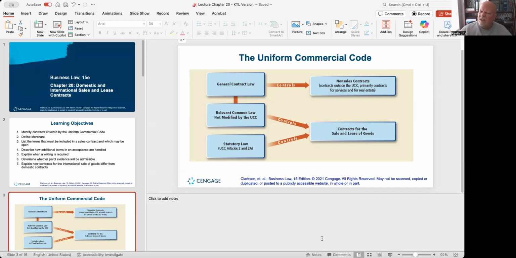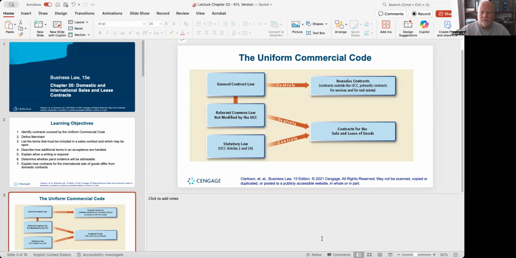Why do we need the UCC? Well, many, many years ago, the statutes or rules or judgments regarding contract law might have differed from one state to the other. So if you were buying something from out of state or selling something out of state, you might have a different result. So there was really a push to have uniformity in the laws. So the Uniform Commercial Code was passed.